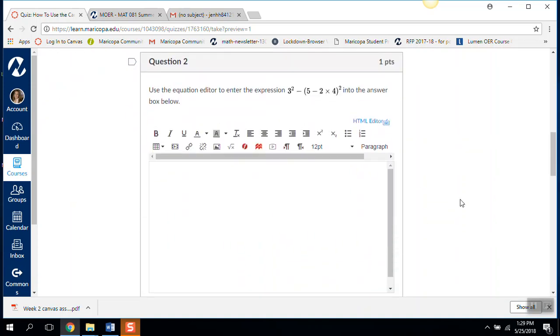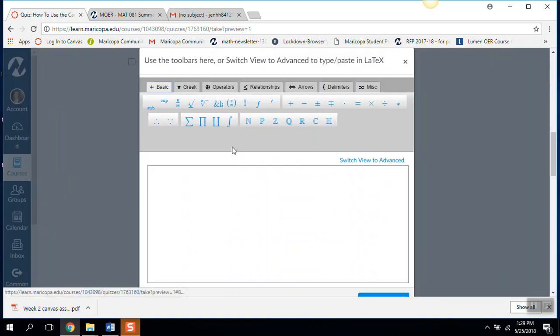Question 2. Use the equation editor to enter the expression 3 squared minus the quantity 5 minus 2 times 4 squared. Again, I am going to insert the math equation, and this time I have several operations that I'm going to be entering. So it's 3 squared minus the quantity of 5 minus 2 times 4 squared. So I'm going to start with my 3 squared. So I just typed the number 3.